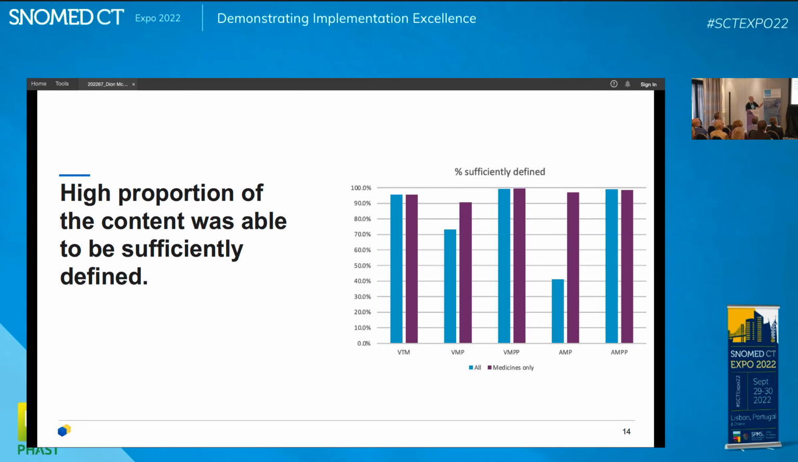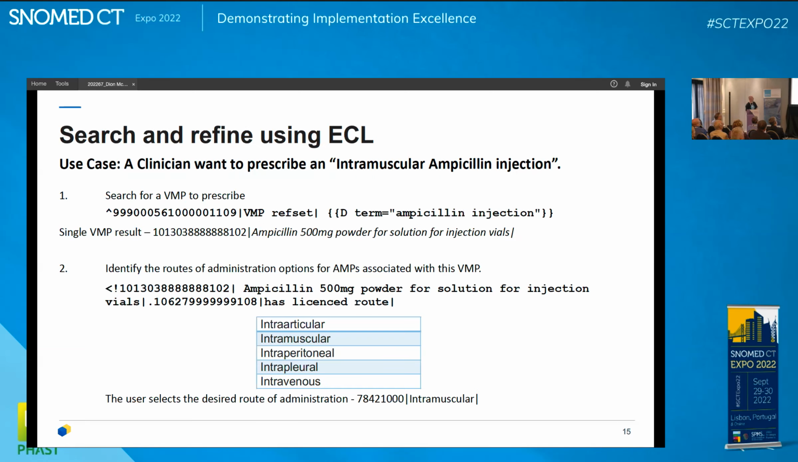You can tell the difference there is indicating whether it was all of the content in dm+d, which includes devices as well, versus just the medicines content. So it was much higher for the medicines content in some of those areas. The kinds of capabilities we got.